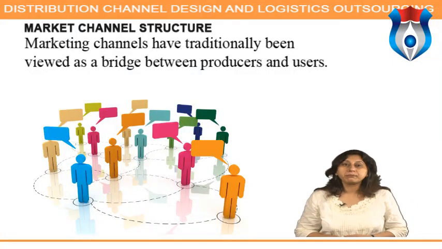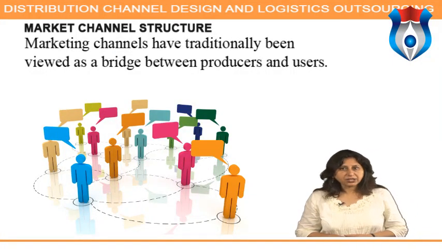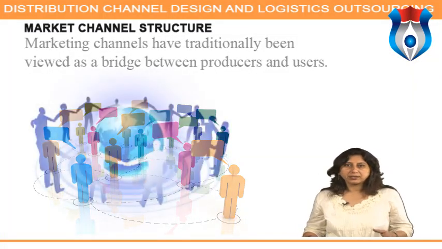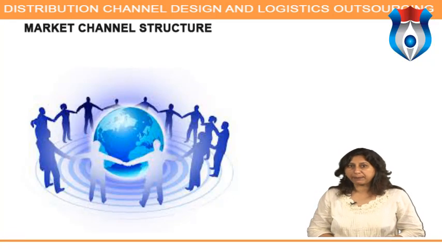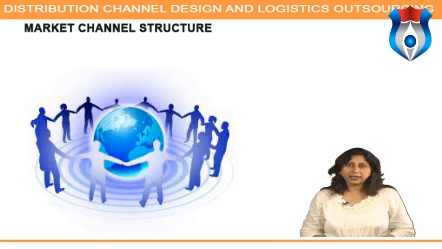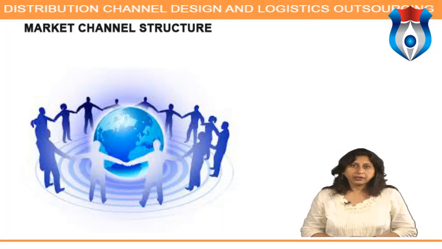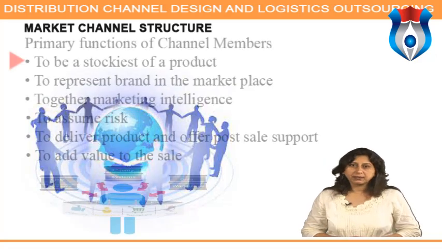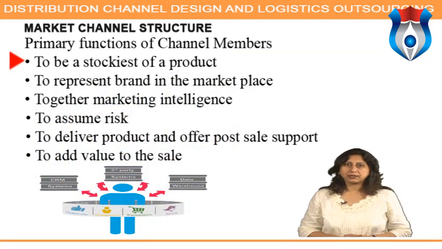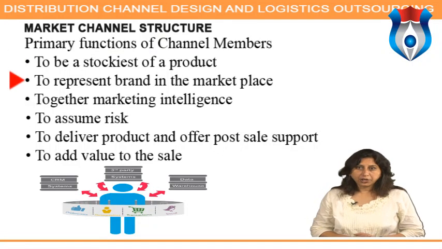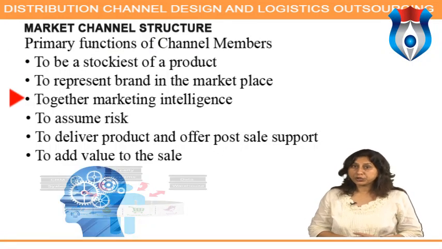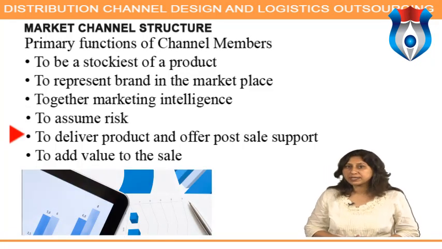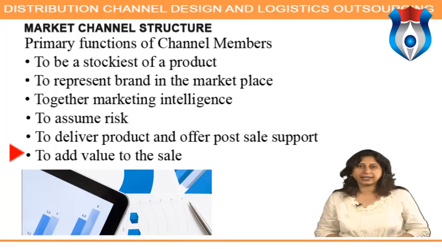Let us now talk about market channel structure. Marketing channels have traditionally been viewed as a bridge between producers and users. However, this perspective fails to capture the complex network of relationships that facilitate marketing flow: the movement of goods, service, information, and so forth between channel members. Primary functions of channel members: to be a stockist of a product, to represent the brand in the marketplace, to gather marketing intelligence, to assume risk, to deliver product and offer post-sale support, and to add value to the sale.